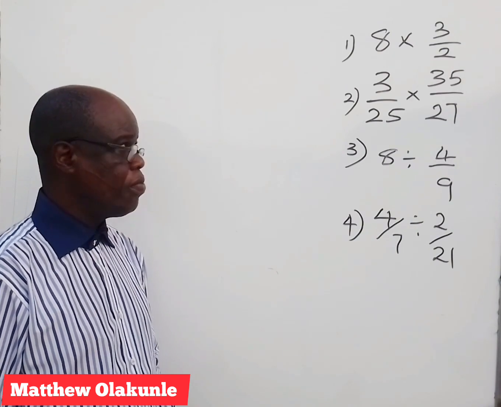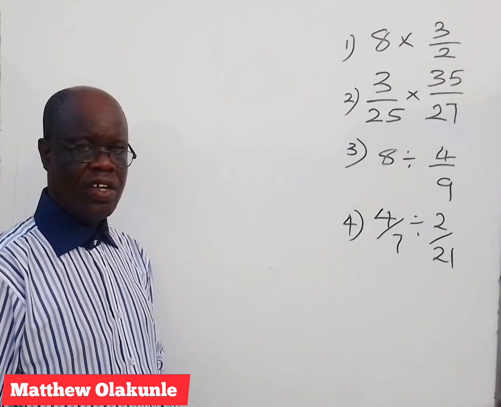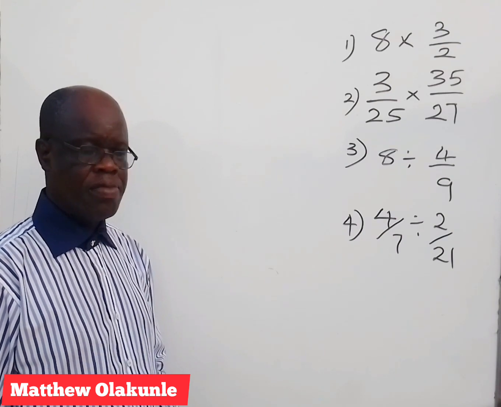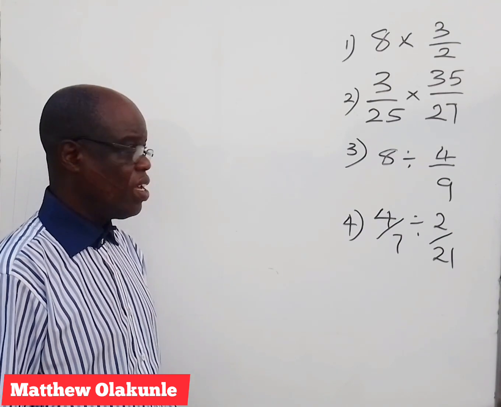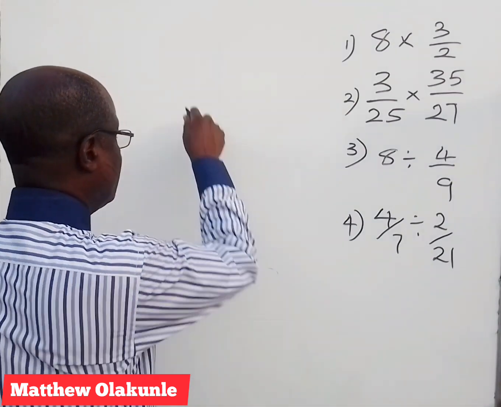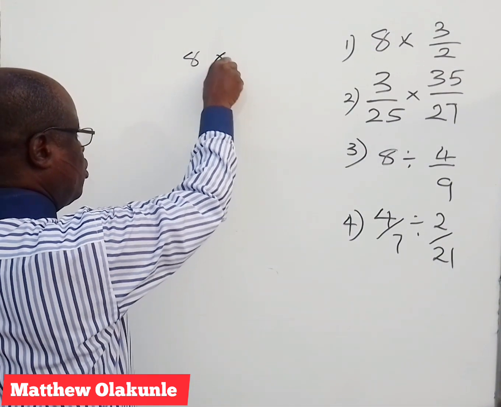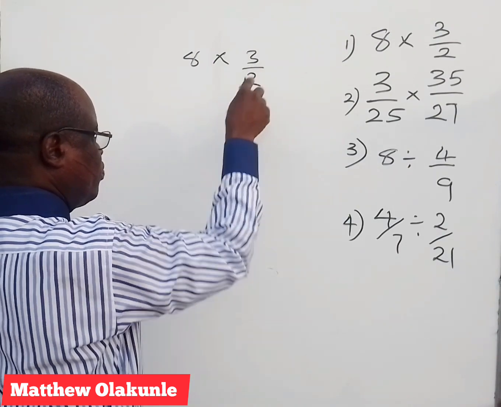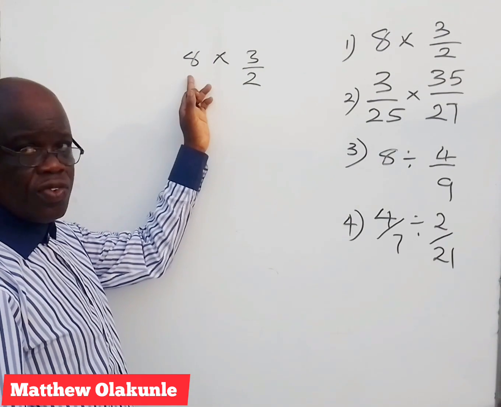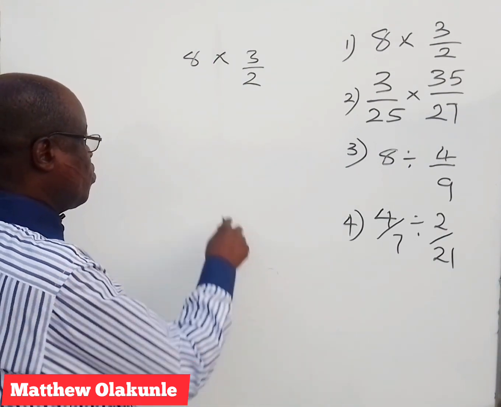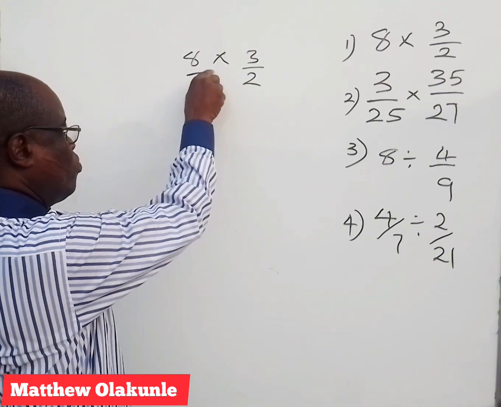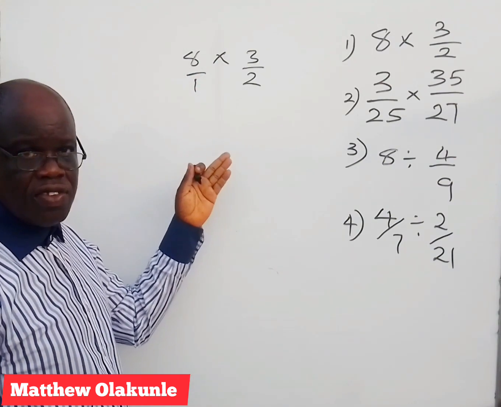The first example has to do with how we multiply a whole number with a fraction. We have 8 multiplied by 3 over 2. In this case, this is a whole number and this is a fraction. So you can make this one look like a fraction by saying it's 8 over 1.